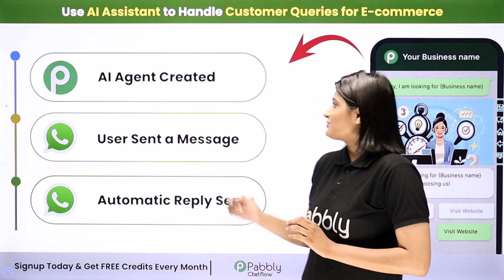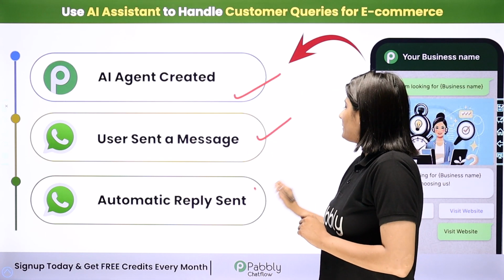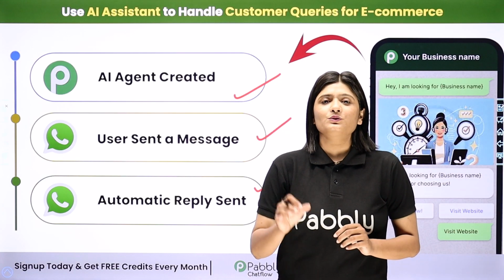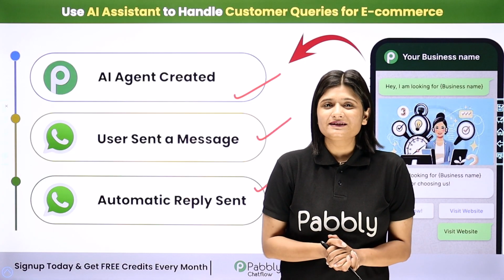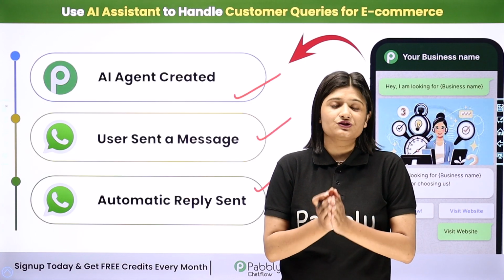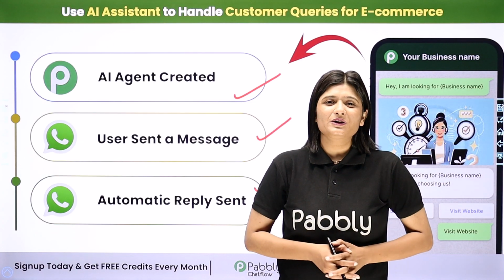Now with the help of Pabbly Chatflow, when I create this AI agent and when a user sends me a message, automatically the reply will be sent based on whatever query the user has sent me. Now if you want to learn the step-by-step process of how you can create this AI agent or a WhatsApp chatbot using Pabbly Chatflow, then let me take you all to my screen.